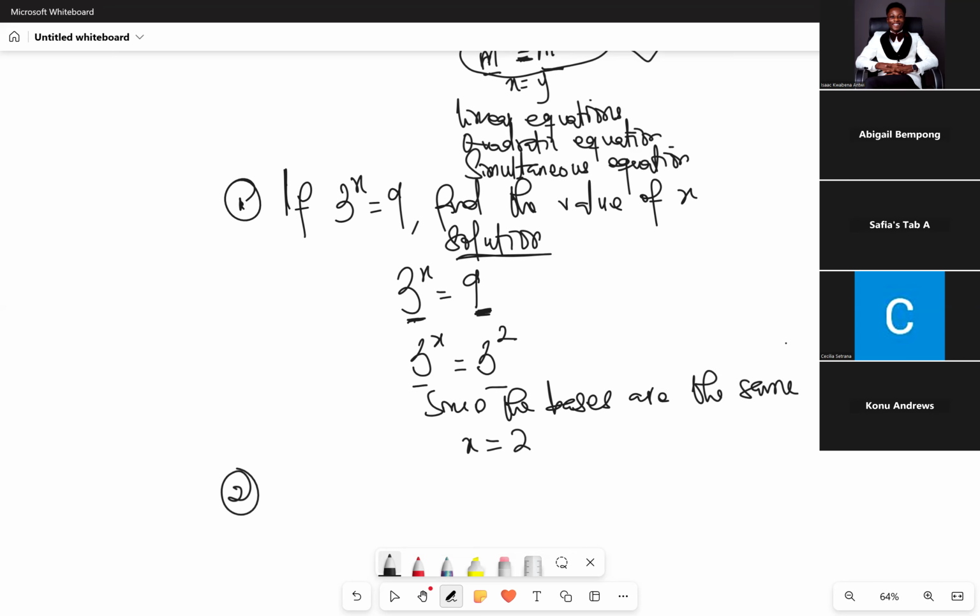You wouldn't contribute. Okay. If 3 exponent x minus, sorry, is it divided by 1? Let me check. Is it minus or divided by 1? I think it's minus, guys. 3 exponent x minus 1 equals 9 exponent 4. Find the value of x.